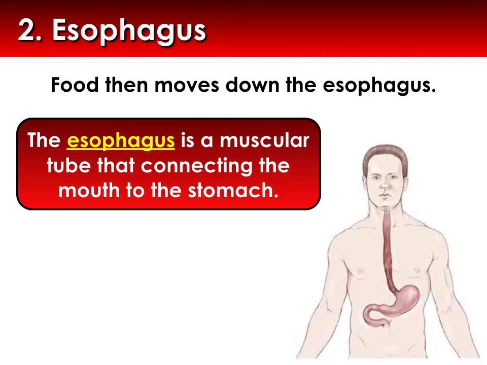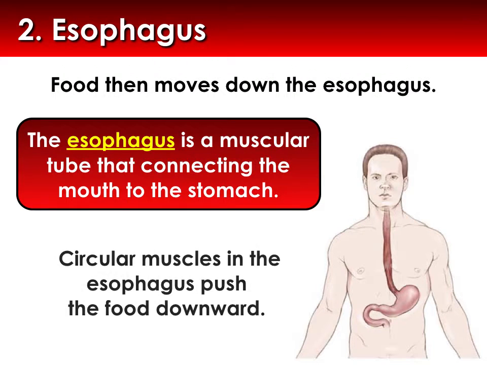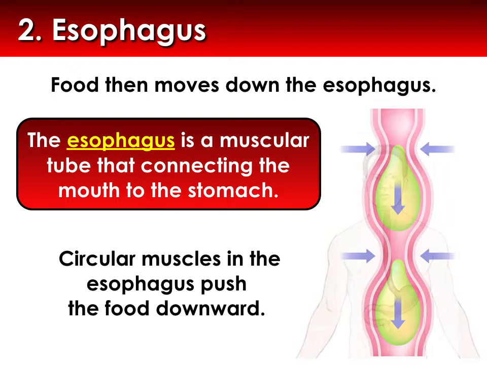The esophagus is a muscular tube that connects the mouth to the stomach, and circular muscles within the esophagus actually push food downwards. That's a process that's called peristalsis.